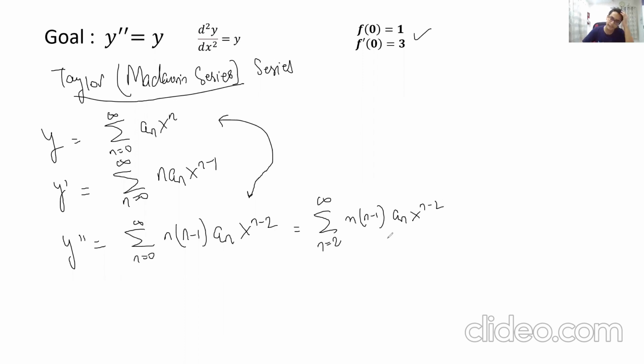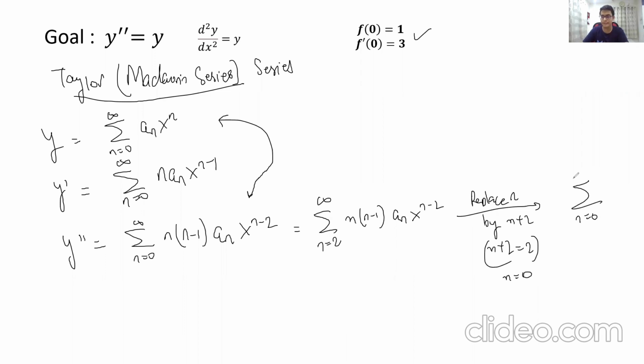Now here we have something good, but we have to re-index this, because the sum for y starts from 0, while here it starts from 2. So I'm just going to replace n by n plus 2. So the lower limit is n plus 2 is equal to 2, which gives me n is equal to 0. So you can see why I have done this, just to re-index, and now replacing n by n plus 2.